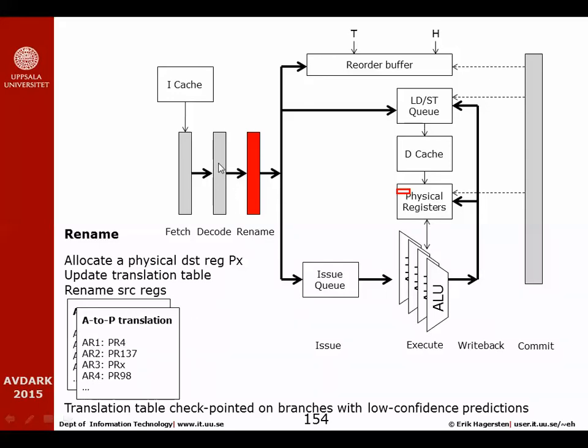Problem though is that you will start 4 instructions at the same time. So this renaming will take place for 8 source registers and 4 destination registers, if the width is 4. Okay, so it's quite a lot of work there as well.